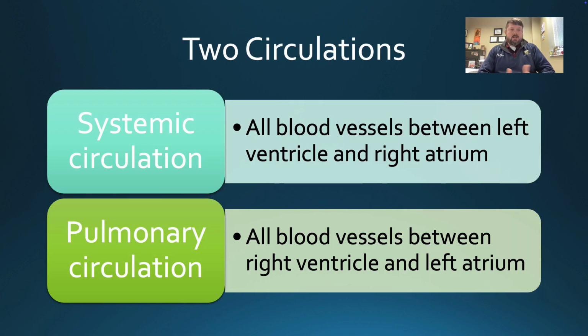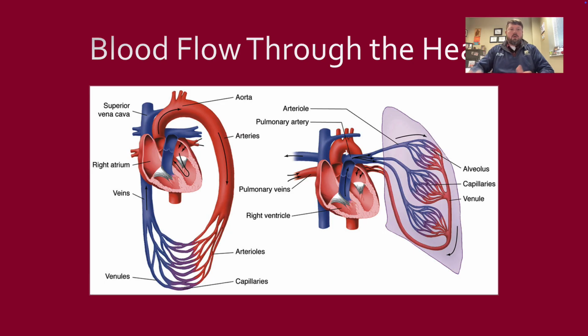To sum this up, the systemic circulation is comprised of all blood vessels between the left ventricle and the right atrium. And the pulmonary circulation is all blood vessels between the right ventricle and the left atrium. It's going to be important that you're able to trace a drop of blood through the heart, or essentially know how the blood flows through the heart. So, I'm going to discuss it right here.